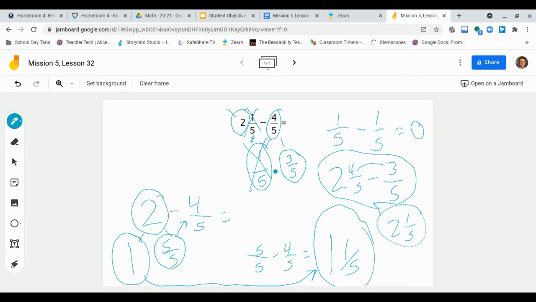Okay. So that's what we're going to be doing in today's lesson. You're going to have a mixed number, and you're going to subtract a fraction from that and use different strategies to solve this subtraction problem.